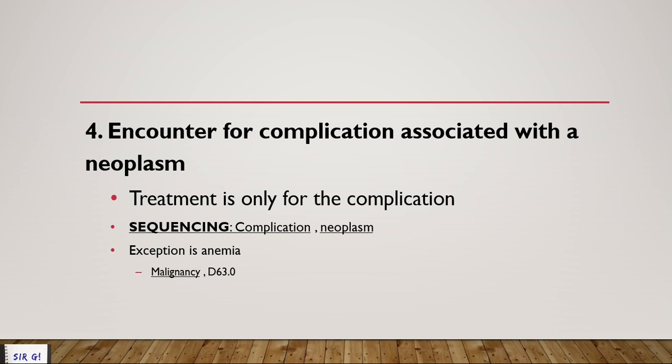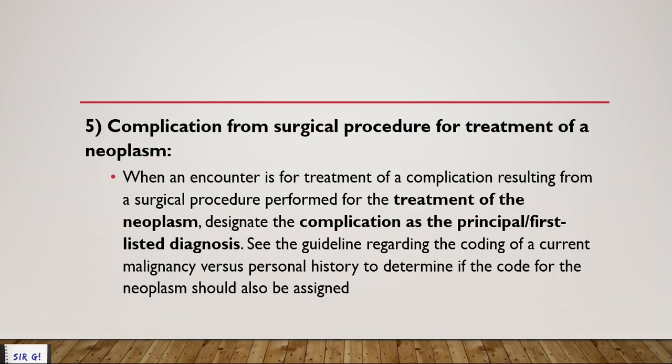Again, when we are talking about complication, code first the complication of neoplasm, followed by neoplasm. The exception is your anemia, because your anemia is associated with malignancy. Code first malignancy, followed by your anemia. Okay? Complication for surgical procedure for treatment of a neoplasm.